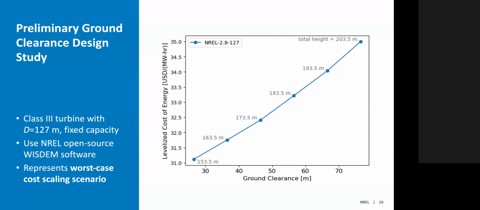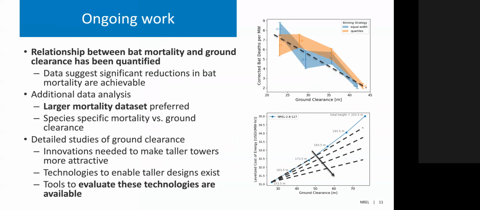So our ongoing work, just to summarize, we've identified and corroborated the mortality trend and quantified the relationship between bat mortality and ground clearance. Our findings show that we can actually achieve reductions in bat mortality using current technology. Our ongoing work is to consider more data. We have other researchers at NREL that are currently doing geospatial analyses, thinking about bat mortality in the US. So the next step is to work with them to inform our systems engineering analyses.